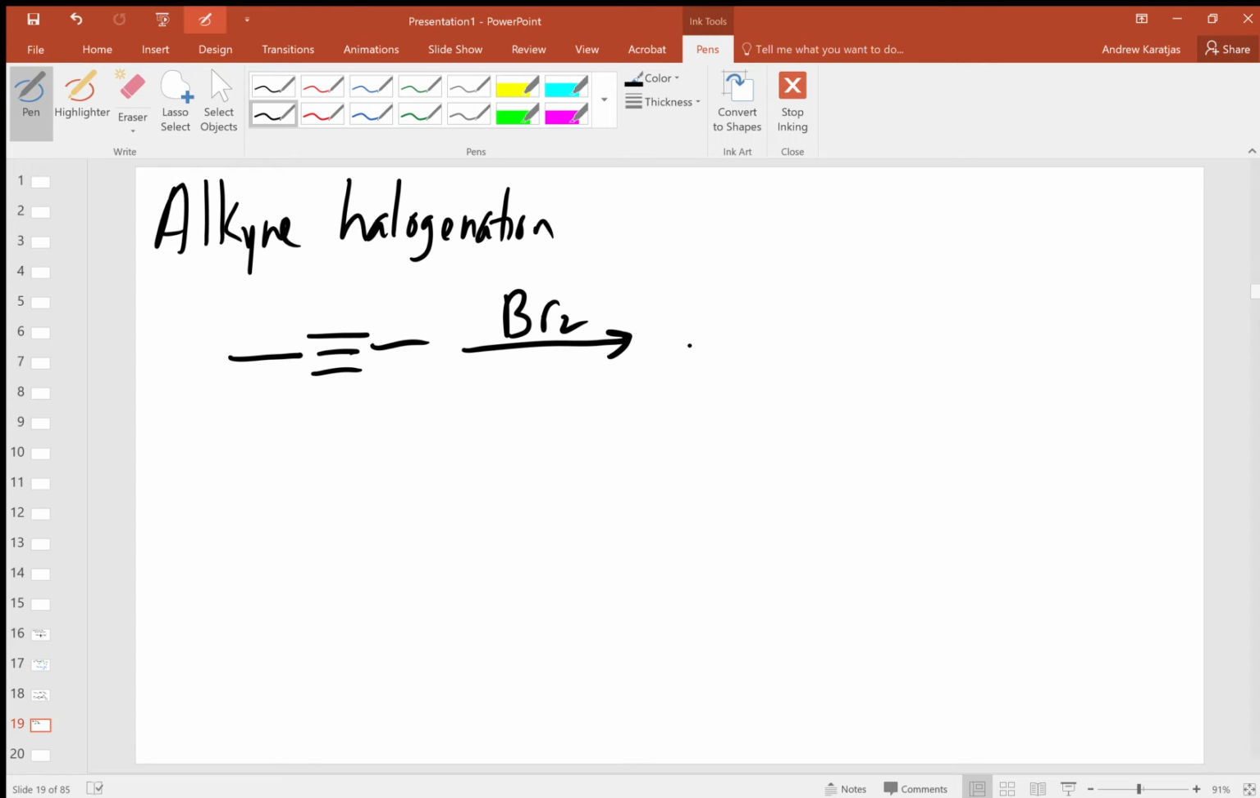The reaction here will actually occur twice, and we end up with two halogens on each of the carbons of what was the alkyne. The main complication, though, with this reaction is the mechanism.